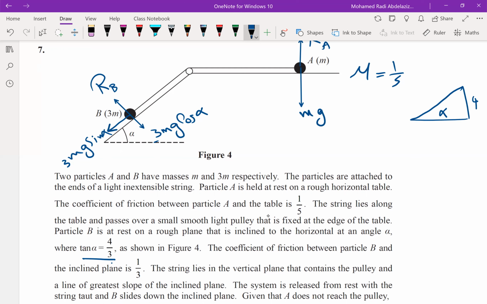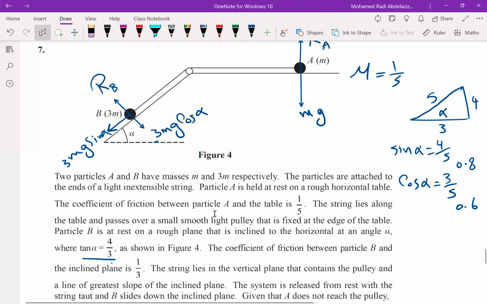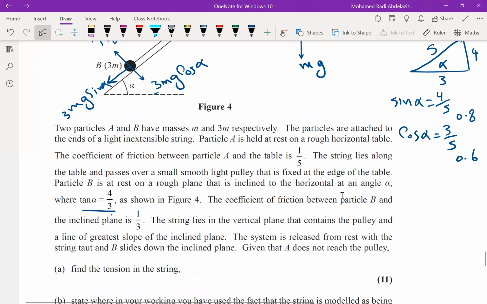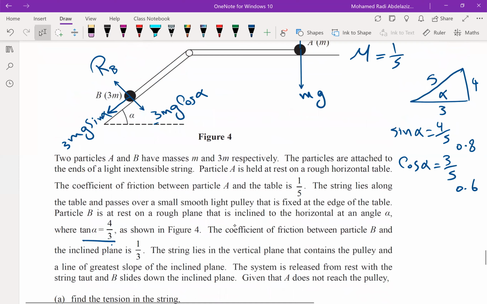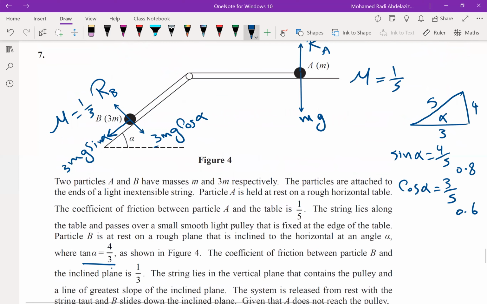Tan is opposite over adjacent. Apply Pythagoras to get 5. So sine alpha is equal to 4/5 and cosine alpha is equal to 3/5. So this answer is 0.8, and this answer is 0.6. The coefficient of friction between particle B and the inclined plane is 1/3. The coefficient of friction here is 1/3.